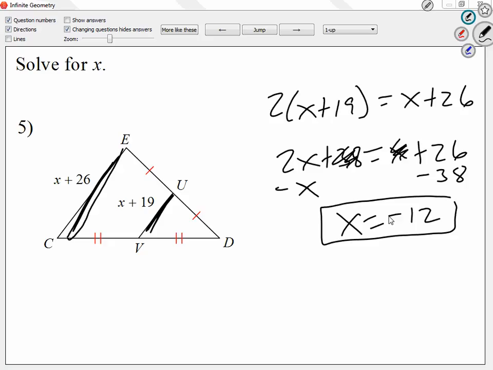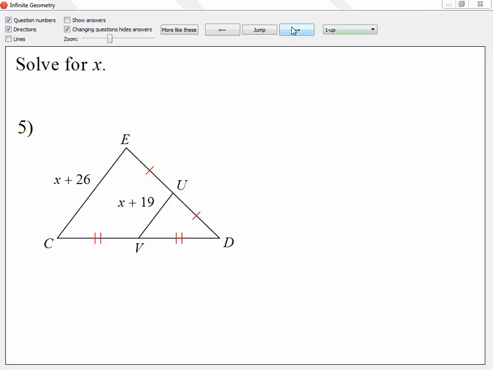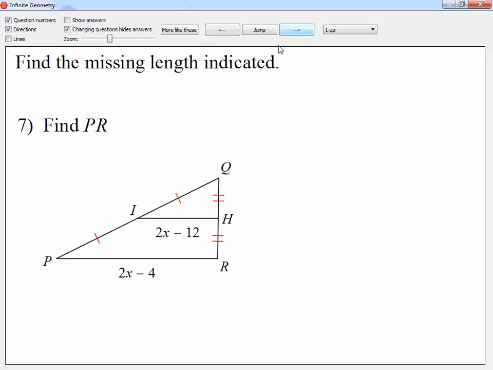Technically there's a 1 in front of the x, but if you have a number that is not a 1, divide both sides by that number. We're not going to divide by 1 because nothing's going to happen. So you guys have those for questions 5 and 6. Questions 7 and 8 are pretty much the same idea. It's just that you have to solve for x and then you have to plug it in.